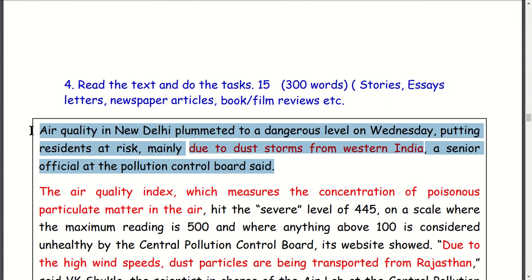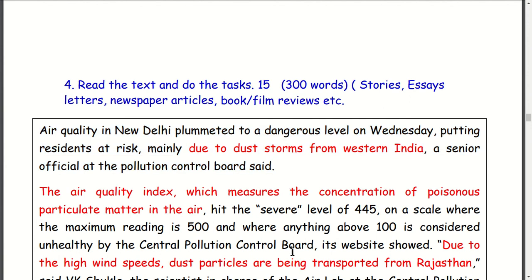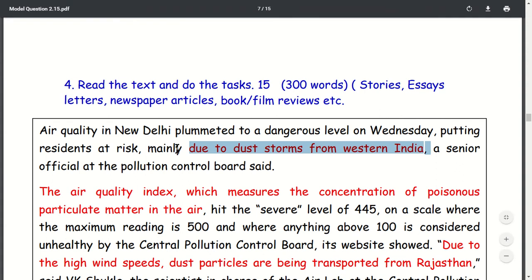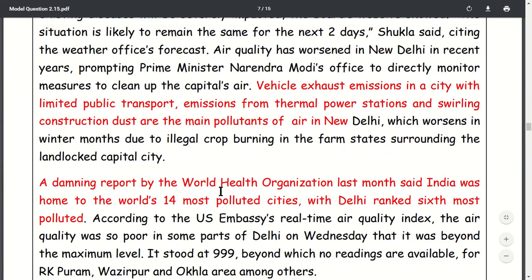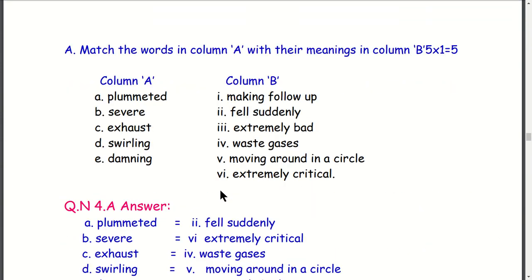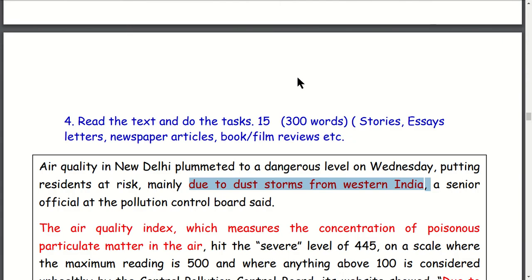Okay, now air quality in New Delhi. I read the text. These are the keywords. There are questions, and the answer is in the keywords here. So to find the answer correctly in the passage, I have changed the color of some keywords, the important words. Air quality in New Delhi plummeted, means fell suddenly bad, to dangerous levels on Wednesday, putting residents at risk. Residents means people who are living there, mainly due to the dust storm from Western India.